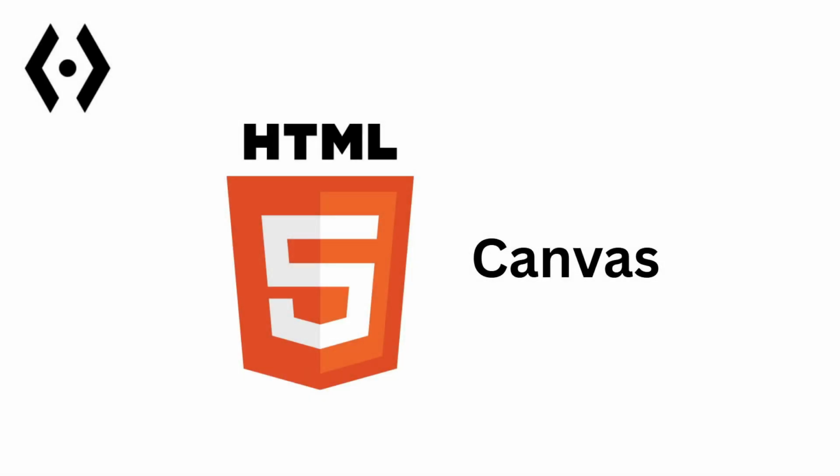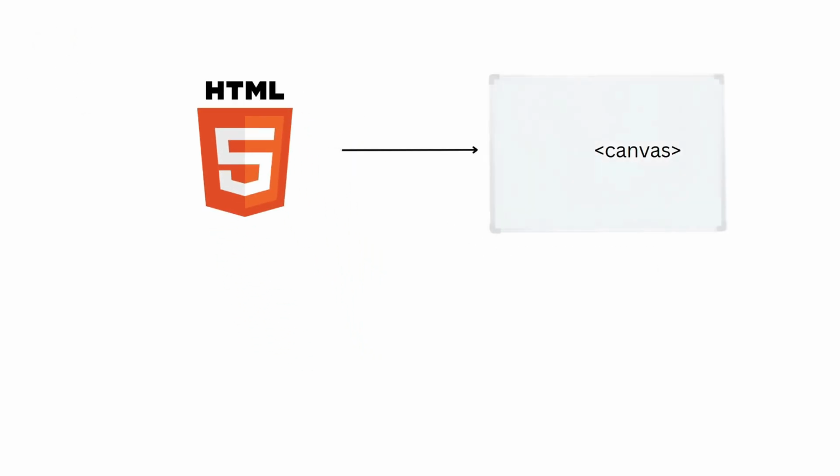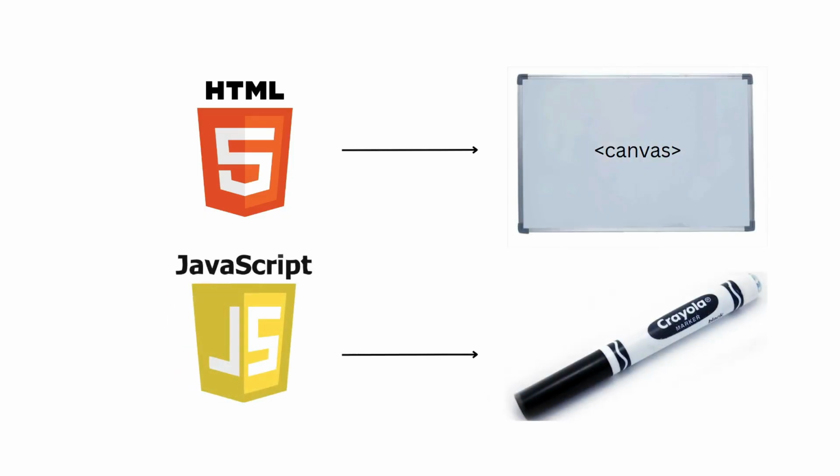HTML5 Canvas is an element that lets us draw graphics using JavaScript. Things like shapes and lines and images and even animations. Now you can think of it like a digital whiteboard where HTML creates the board, which is done by using the canvas tag, and JavaScript becomes your marker to draw on it.